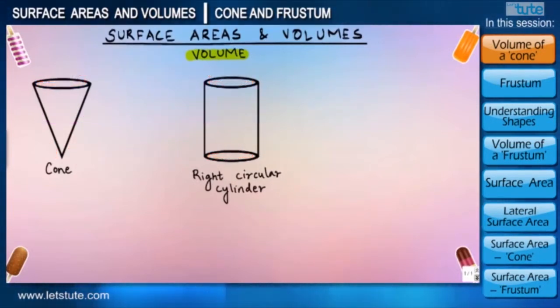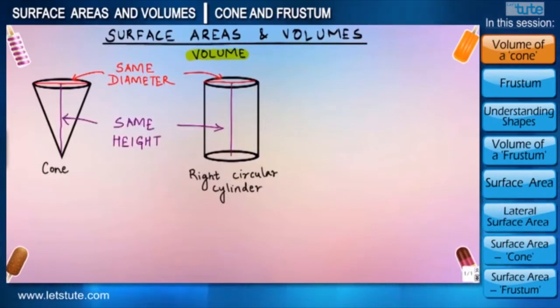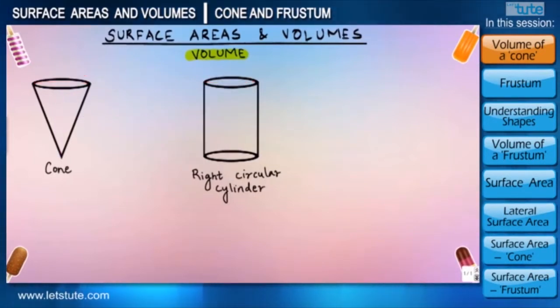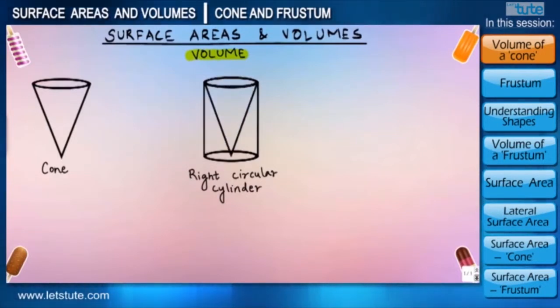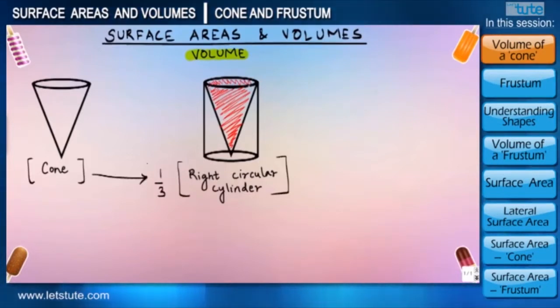So suppose in both these shapes we try to keep two parameters same. First, the diameter, and second, the height. Next thing we try to do is to fit the cone into that cylinder. And now if you look at it, the cone will seem to be just 1/3 of a cylinder. This is often used as a way to remember the volume of the cone.